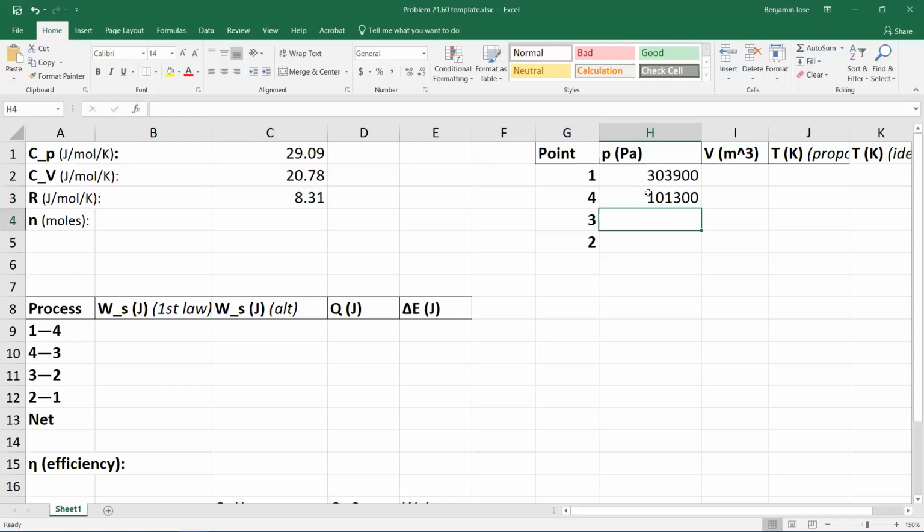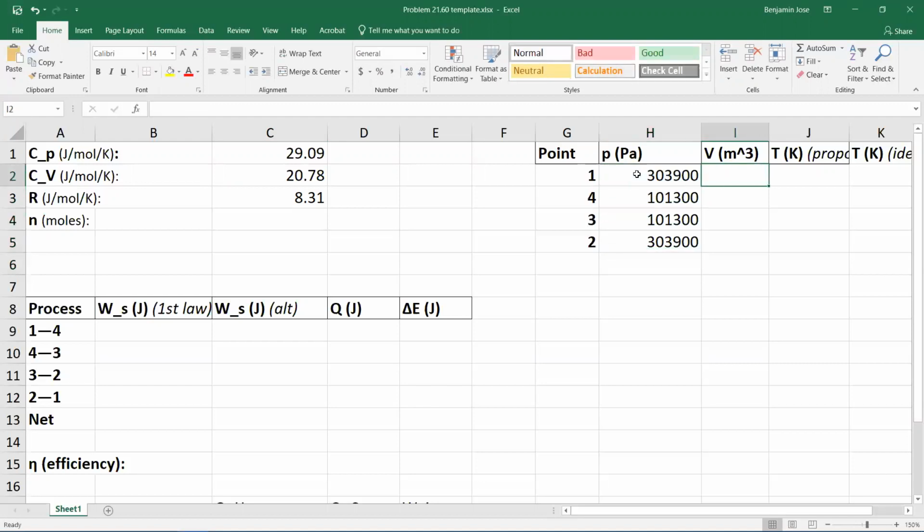And then those top horizontal lines, those are isobars. So state 3, that's bottom right. That would be the same as pressure at bottom left. And then top right, that's state 2. That's going to be the same as the pressure at state 1, which is the 3 atmospheres. I believe I've done those correctly.